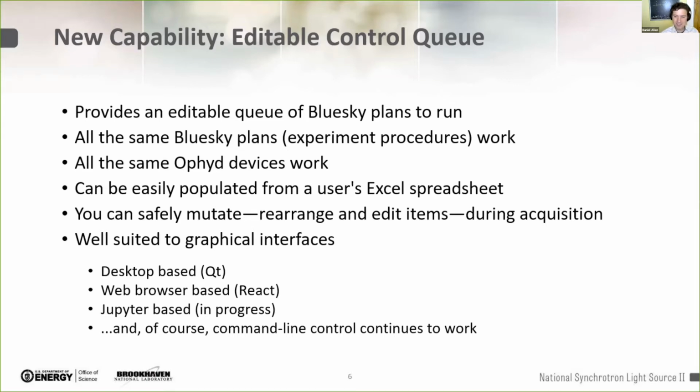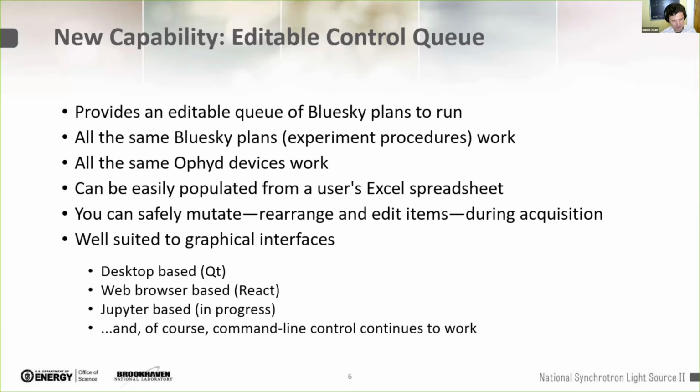But unlike an Excel spreadsheet, you can safely mutate that queue. You can rearrange the order that things will be done, add and remove during acquisition. This way of working tends to be the kind of thing that people want in a graphical interface, right? When they think about a scanning GUI, a queue seems to naturally fall out of that.